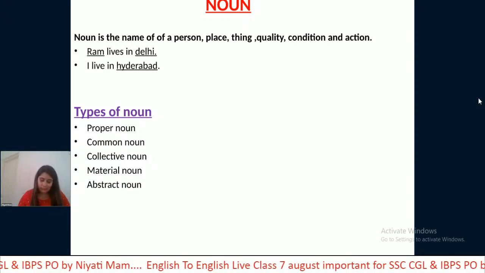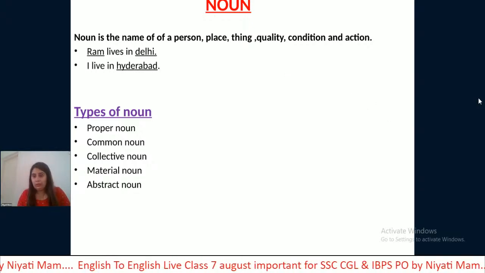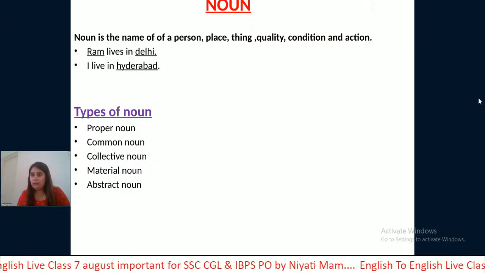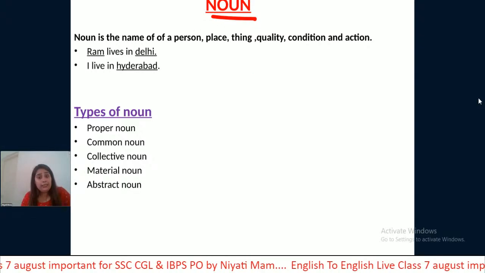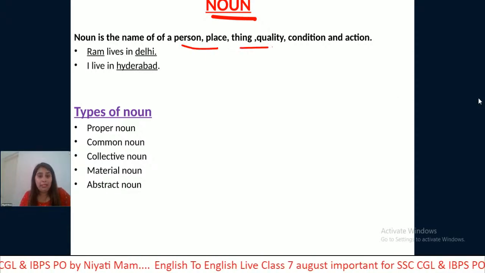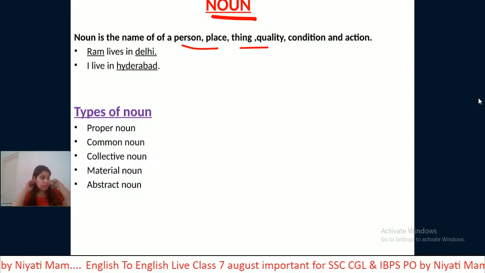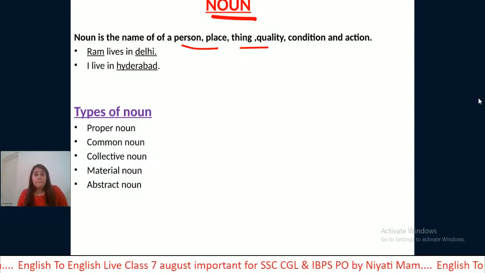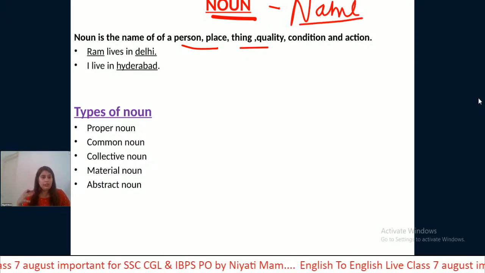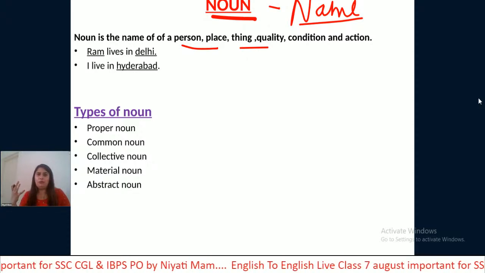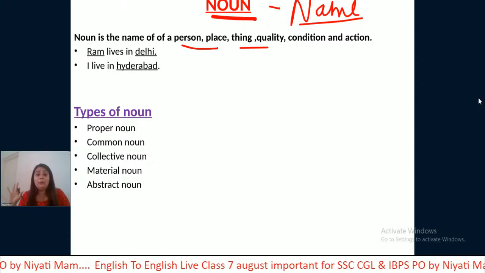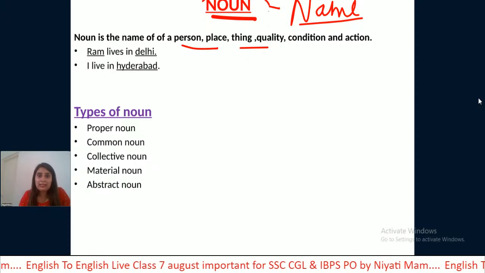So we will be starting noun today. Okay, let me first select the pen. Now, as I told you in yesterday's class, noun is the name of a person, place, thing, quality, condition, and action. Noun is basically a name. Any naming word, whether it is the name of a person or a place or a thing or a quality or a company, anything, any name is known as noun.